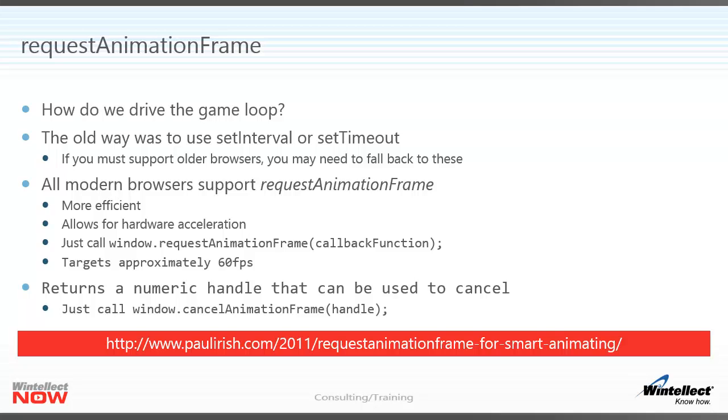RequestAnimationFrame returns a numeric value as a handle to the current RequestAnimationFrame call. If for some reason you need to cancel the call, you can call the cancelAnimationFrame function and pass it that handle. This is not frequently used, though you might use it to pause your game. In an upcoming demo, I'll show you another way that you can implement pausing logic in your game without needing this API.